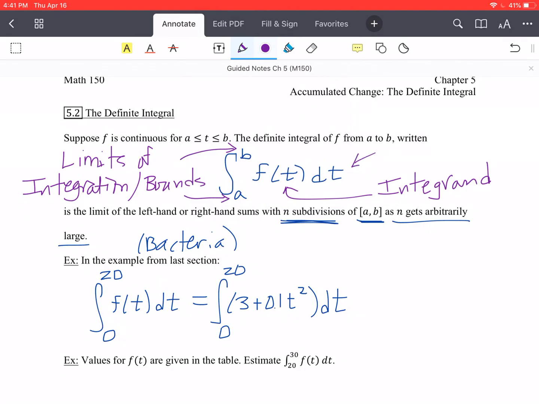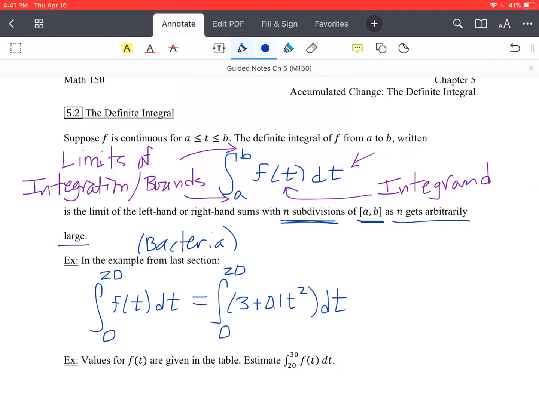And I should mention the dt, all this is really doing is indicating what variable we're integrating with respect to. So you do need to include it when you're doing integration. That's a common error. People forget to include that, but it is important that it's in the integral because it's indicating what variable you're using.